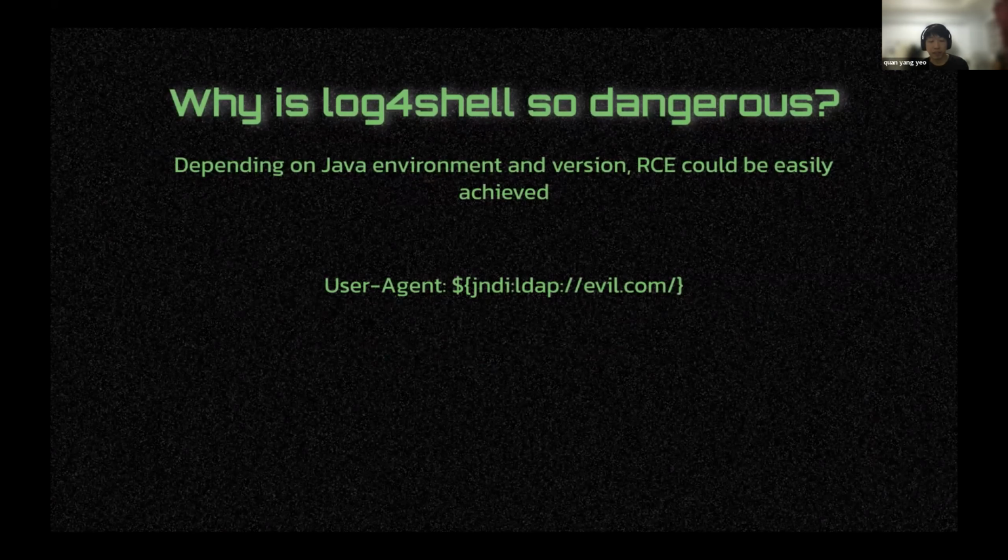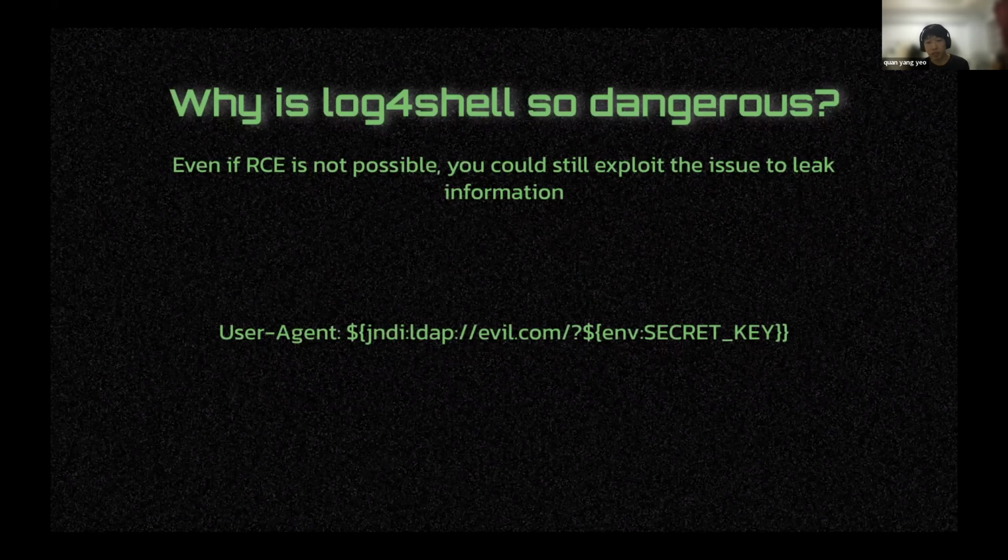So what's the impact here? If you're vulnerable, depending on your Java environment or version of Java that you're running, you could potentially be vulnerable to remote code execution that is super easily achieved. In this sample payload, this is all it takes to exploit the vulnerability here. And even if remote code execution is not possible, you could still exploit the vulnerability to exfiltrate information about the system from the environment variables and whatnot. It's super easy to exploit, and it affects a lot of systems.